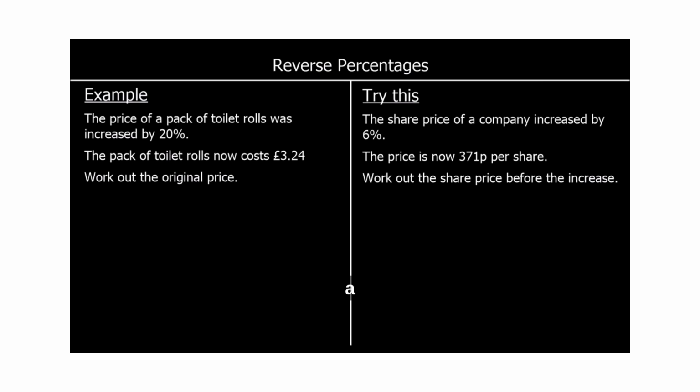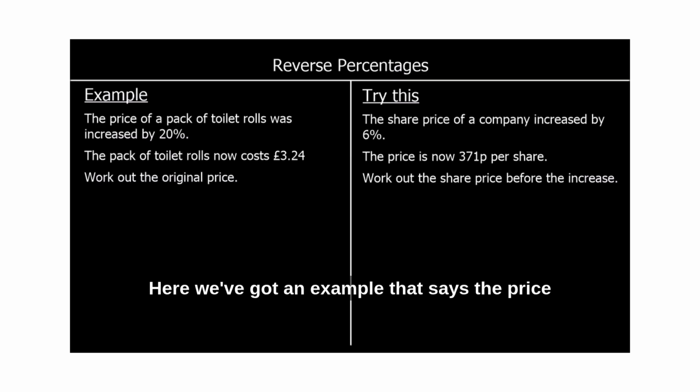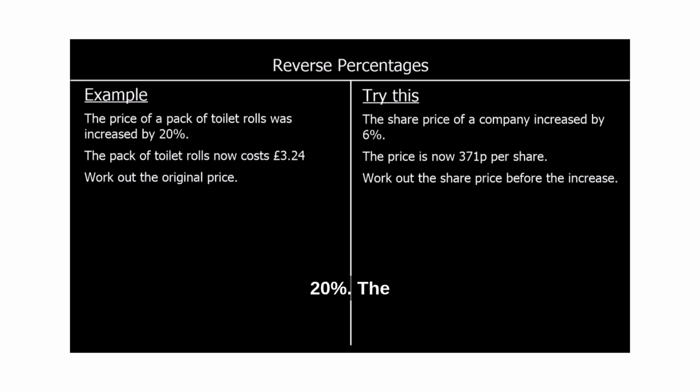Percentage question. A percentage change has already taken place, and we want to know the original amount before the percentage change happened. Here we've got an example that says the price of a pack of toilet rolls was increased by 20%. The pack of toilet rolls now costs £3.24. Work out the original price.